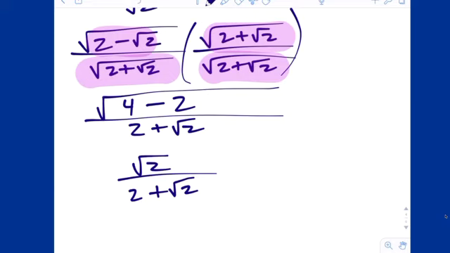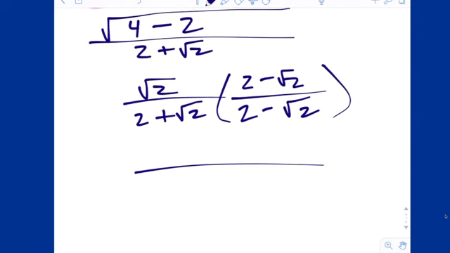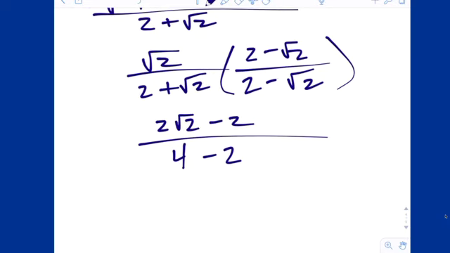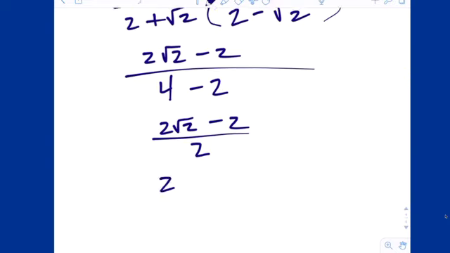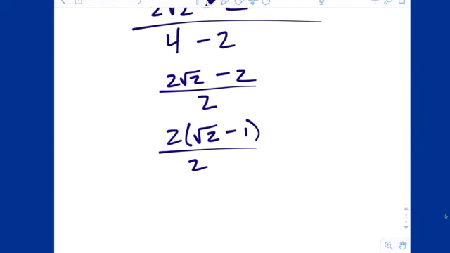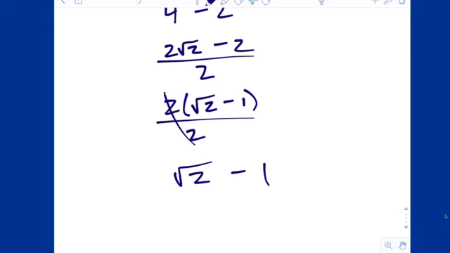And I'm almost there now. Now I have another radical in the denominator, but now it's 2 terms, so now I multiply by the conjugate over the conjugate. And in the bottom, you're going to get 4 minus 2, and in the top, if you distribute, you get 2 square root of 2 minus 2. Well, of course, 4 minus 2 is 2. So if you then divide out the 2 from each term, I'll factor it out. You do that. Now your 2's divide out. You're left with the square root of 2 minus 1.